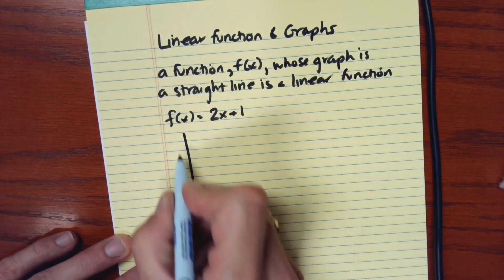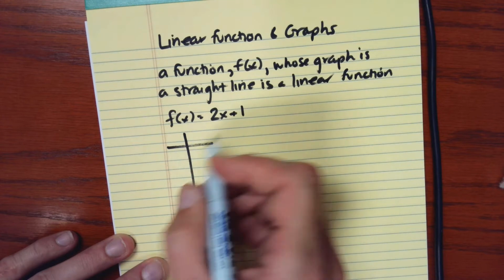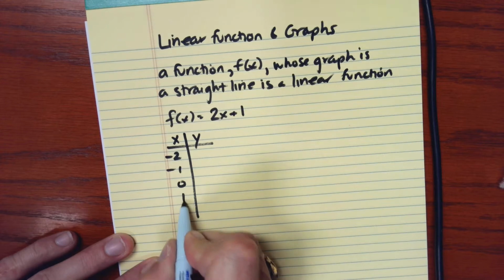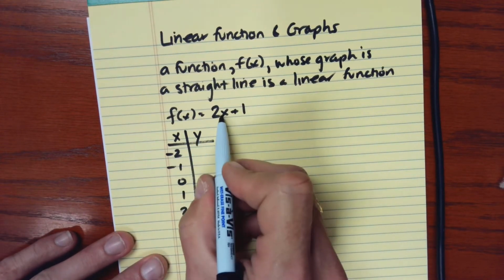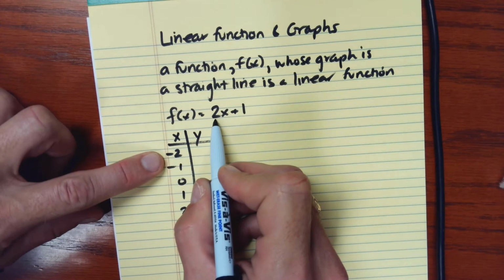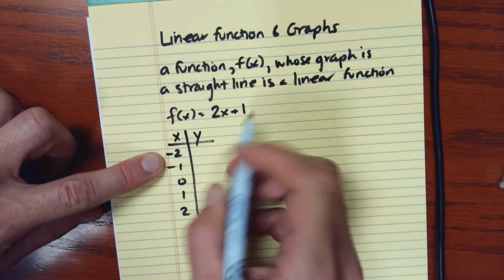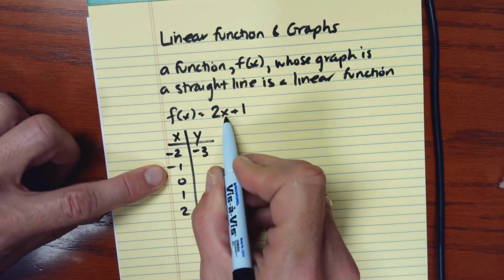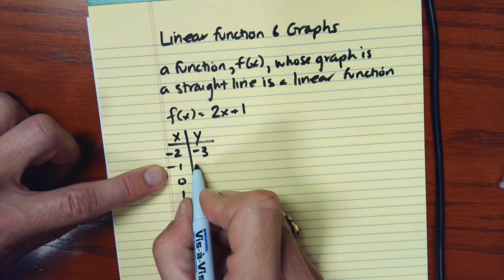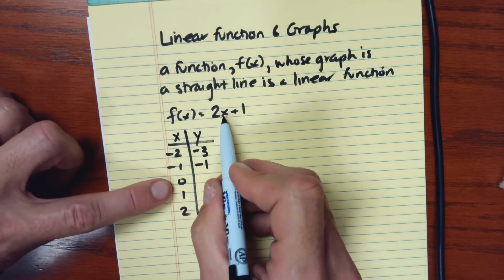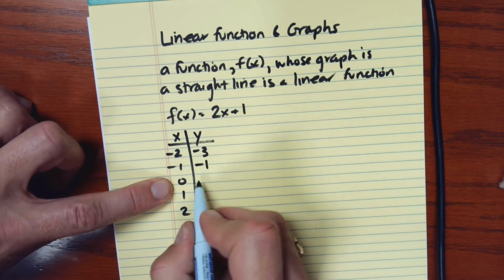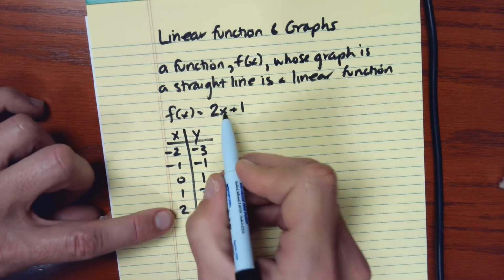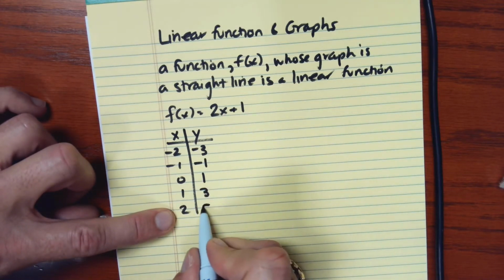So in a previous video, I talked about strategies for graphing a function using a table of values. So let's just put a few values in here. 2 times negative 2 would be negative 4. And when I add 1, I would have negative 3. 2 times negative 1 would be negative 2, plus 1 would be negative 1. 2 times 0 is 0 plus 1, that's 1. 2 times 1 is 2, plus 1 is 3. 2 times 2 is 4, plus 1 is 5.